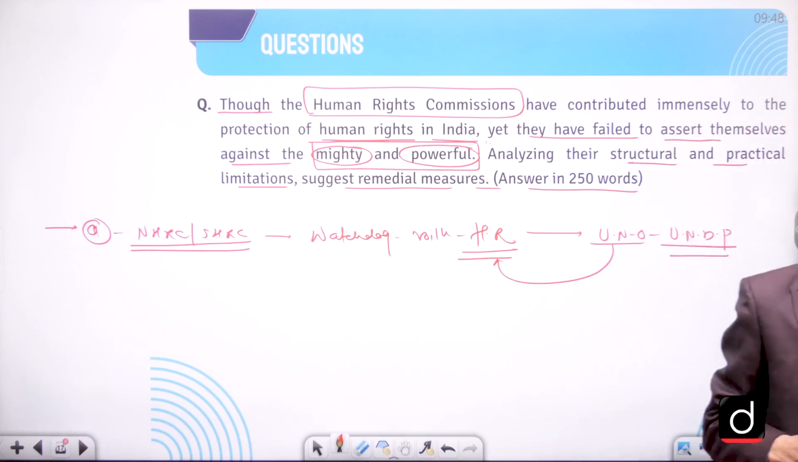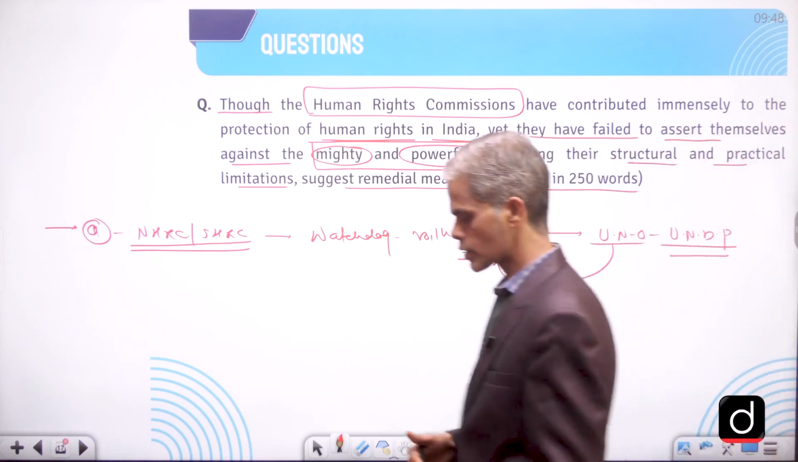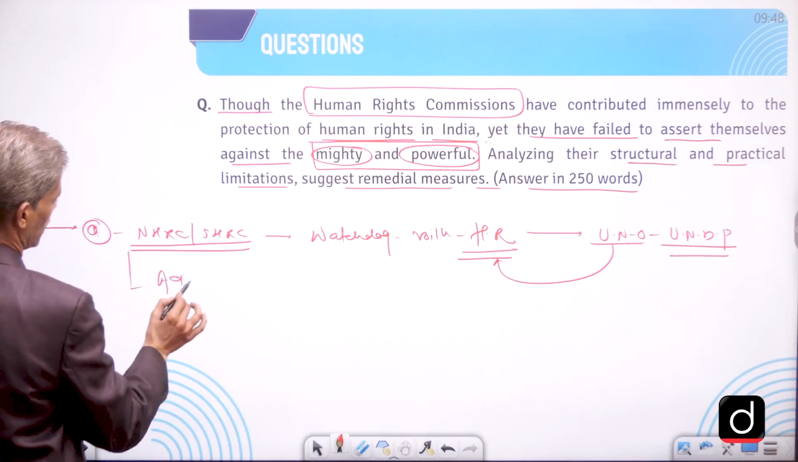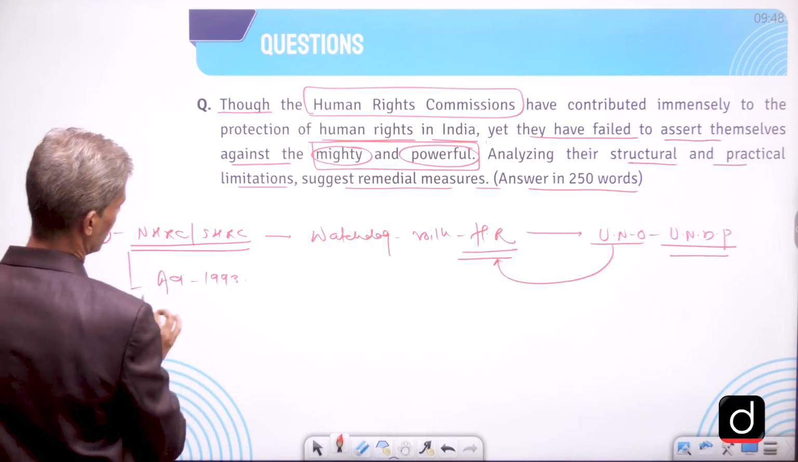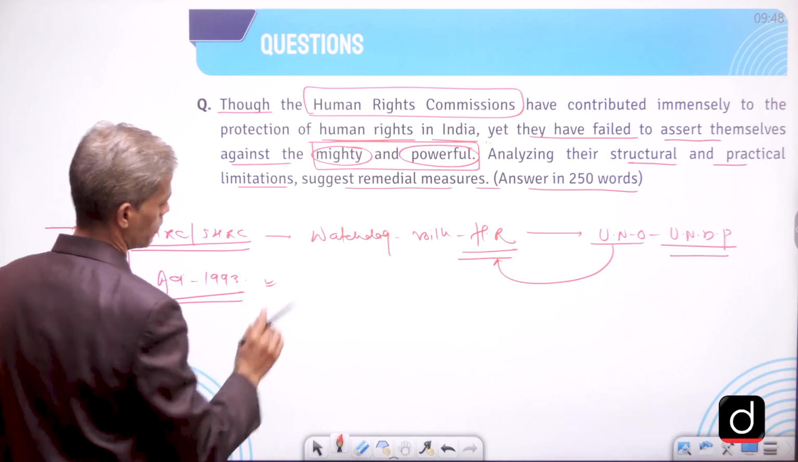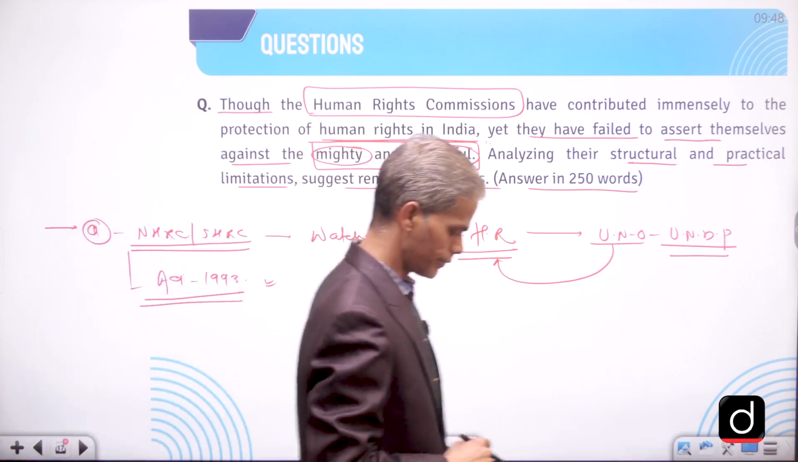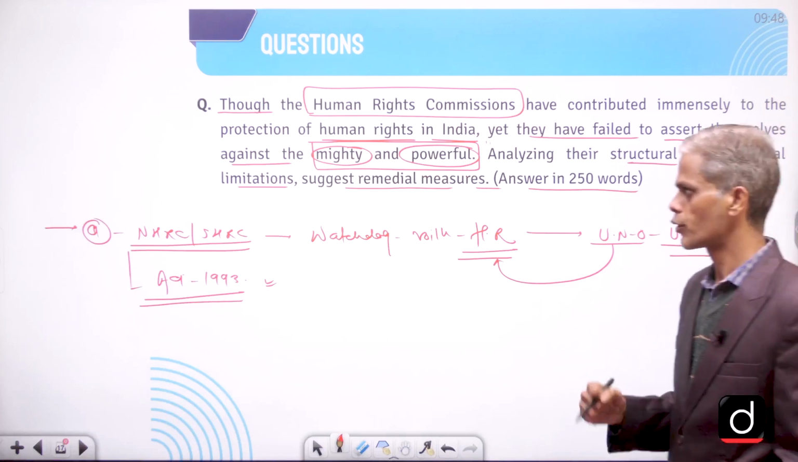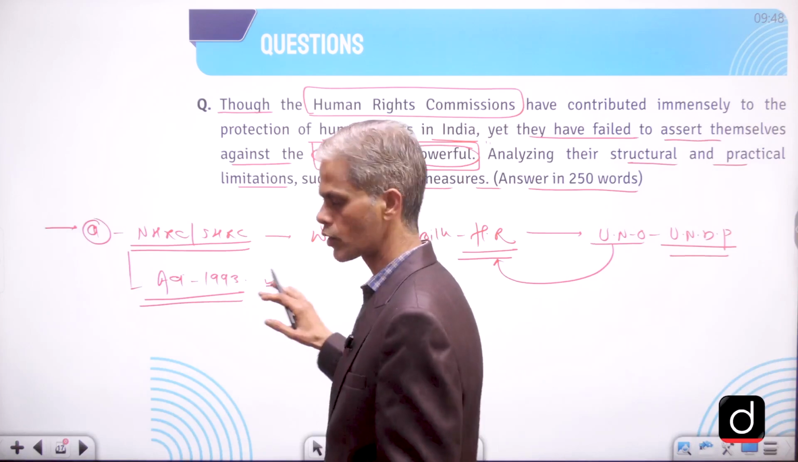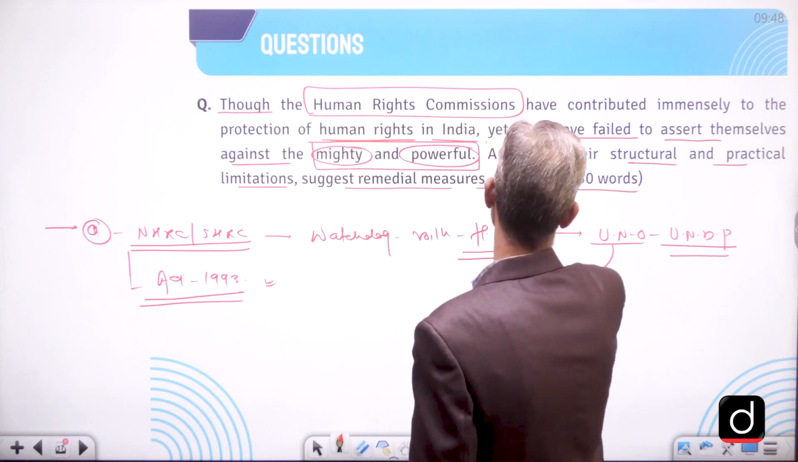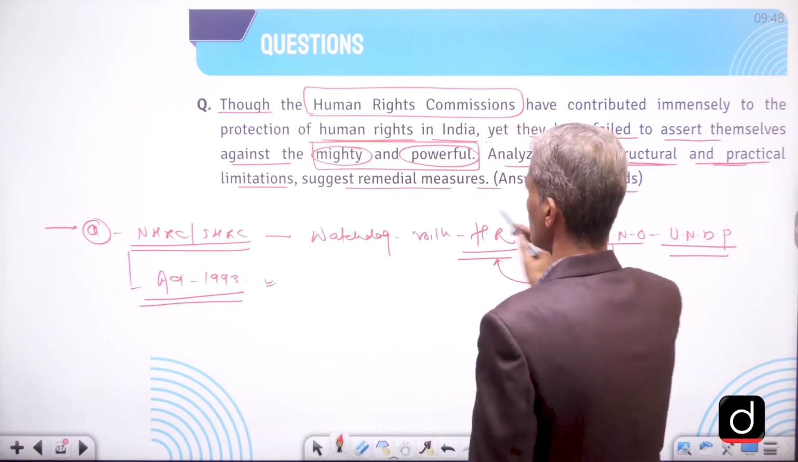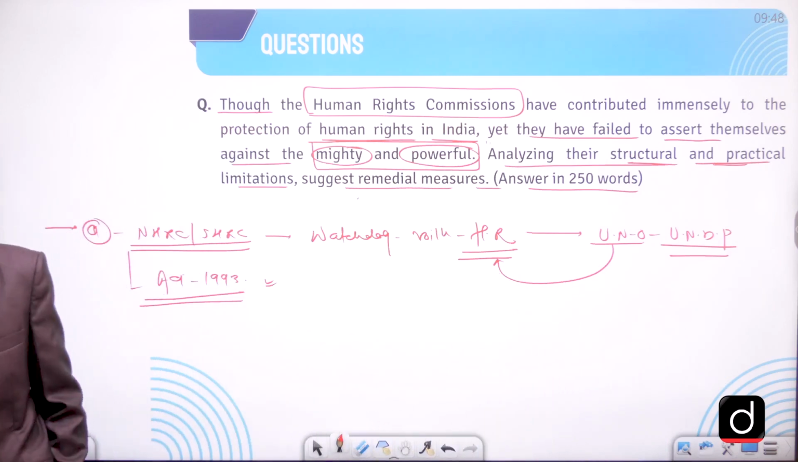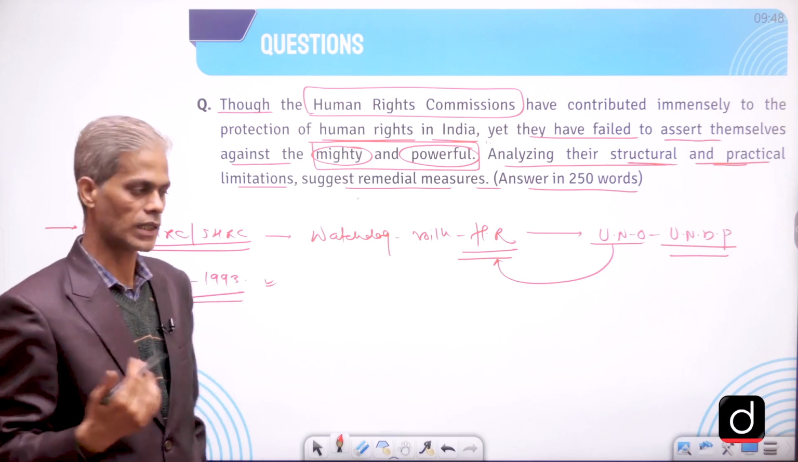This part you can also mention, that it has been established as a statutory body as per the NHRC Act of 1993, and subsequently the states have followed. So this much you can introduce in your first paragraph, or the opening statement of your answer. This is not the question, and this is not the answer. This is just the beginning. The answer is here: analyze their structural and practical limitation. So we have to understand the structural and practical limitation. From here we can start the answer.